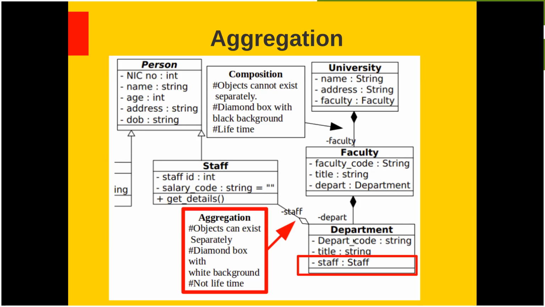So for department, we include the staff class within this department. Here you can see staff, the data type of staff. We include it as an array. You may not understand this deeply, but roughly you can understand this aggregation.